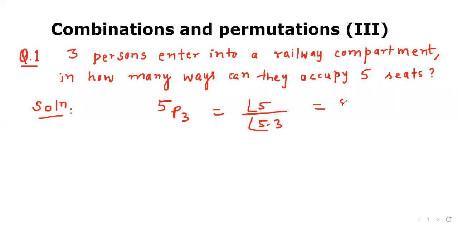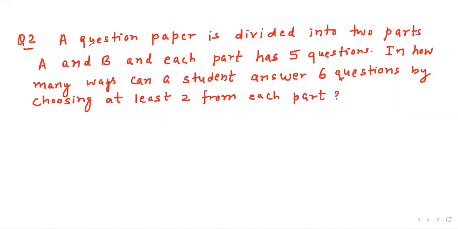That is 5, 4, 3, 2, 1 divided by 2 into 1. 60 ways. Next question. A question paper is divided into 2 parts, A and B, and each part has 5 questions. In how many ways can a student answer 6 questions by choosing at least 2 from each part?